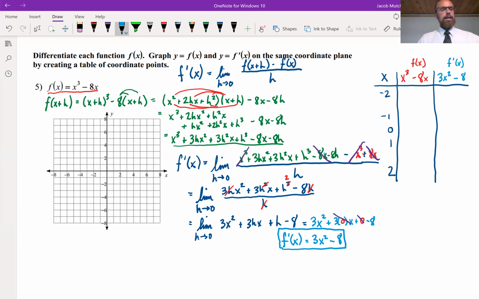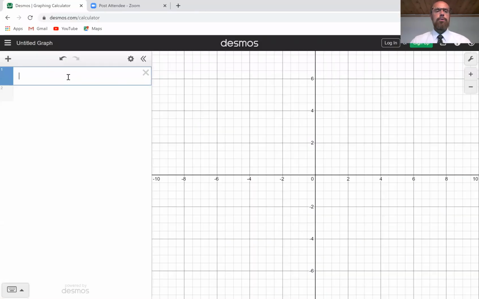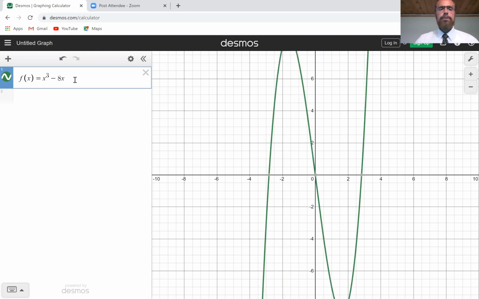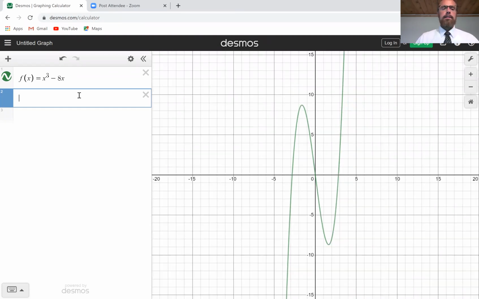I want to create those tables, and the way I will do it is let's use the Desmos graphing calculator to come up with those y values. So we'll head to Desmos. And once we're there, I'm just going to input the two functions. So we'll call this f of x. That's the original x cubed minus 8x. Make sure I get the input correct. So there's our graph. It does head off the screen, so I'm going to zoom out with the minus key. And definitely a classic cubic function there with the wave in the middle.